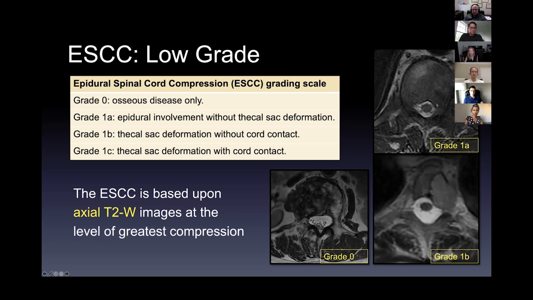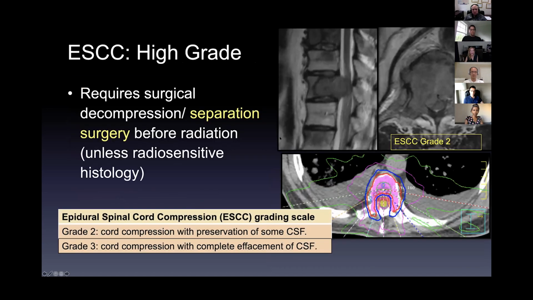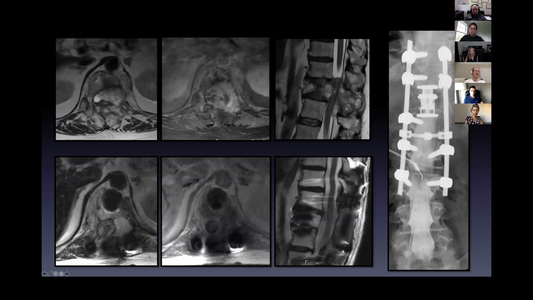Breast cancer, there's a little bit in the epidural space, but not compressing the cord. This is 1A. Renal cell carcinoma, epidural space, deforming the thecal sac, but not contacting the cord, 1B. This is a case I showed you. Here you have a little bit of CSF left behind the cord, so that's a high grade, but grade 2. All right, and I won't show you this, but well, I'll just say this real quick.